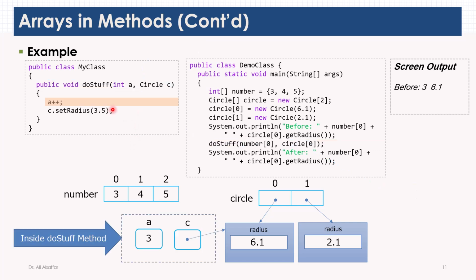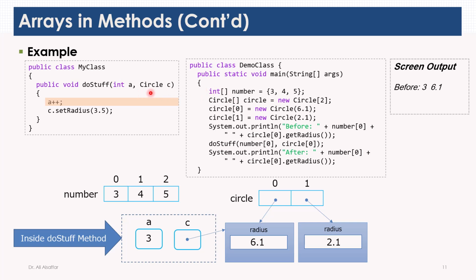Now when the method is called, two variables will be created for the input parameters. One is called A and the other one is called C. A is a primitive data type, therefore the system will pass a copy of the actual parameter. And the actual parameter is number 0, and in number 0 we have the value 3, so 3 will be copied into the local variable A. Notice that A receives a copy of the actual parameter. In the second parameter, which is a reference to an object, it will receive the reference of that object.